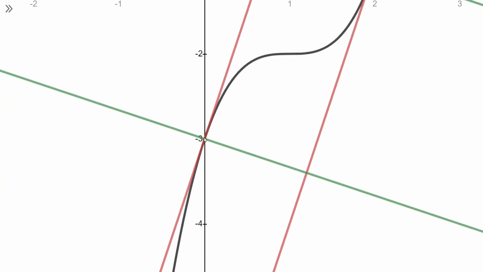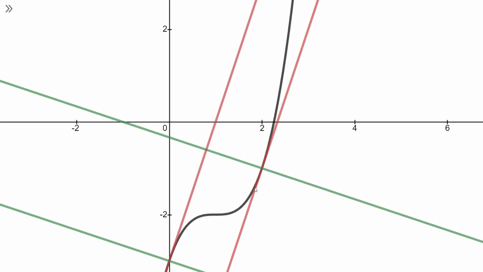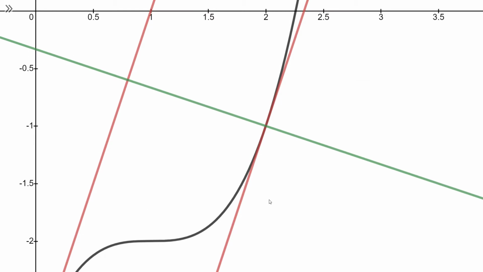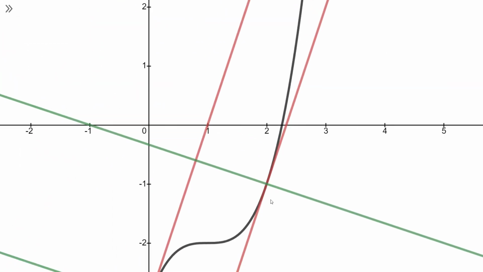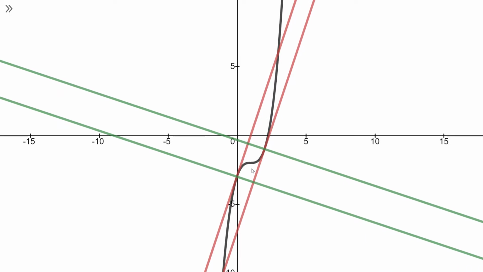So there you go. At this point, which is (0, -3), you see in red the tangent line, and in green the normal line to the curve in black. And at the point right here, which is (2, -1), again, you see the red tangent line and the green normal line. And they do definitely look perpendicular to one another. So there you go. Kind of a nice way of doing that problem.